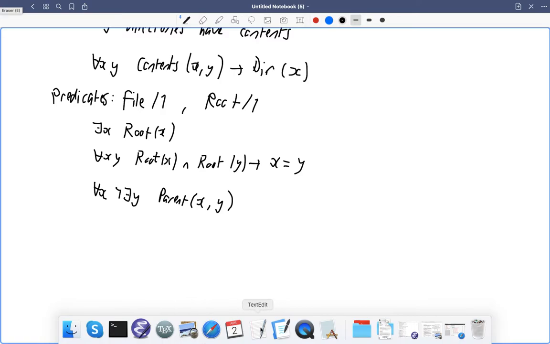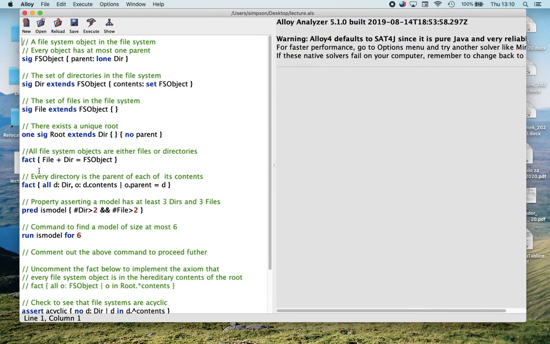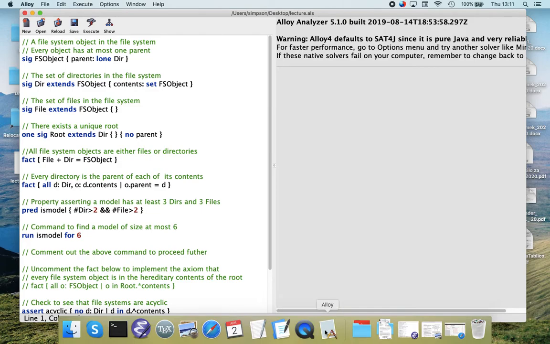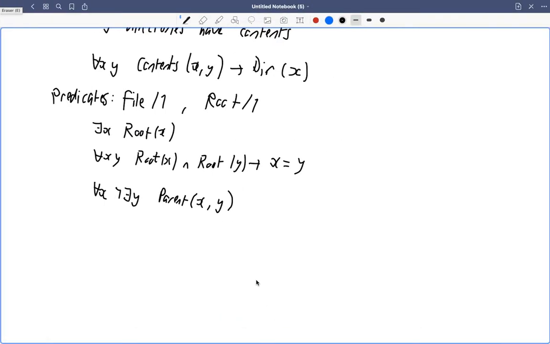Is there something I've missed? Let's have a look. Let's get back to the end. So we've got one root. Yes, every root is a directory as well. So I missed that. So let's put that on here. So for all x, so the root is a directory. Well, the only root, the unique root, is a directory. So for all x, root x implies directory x.